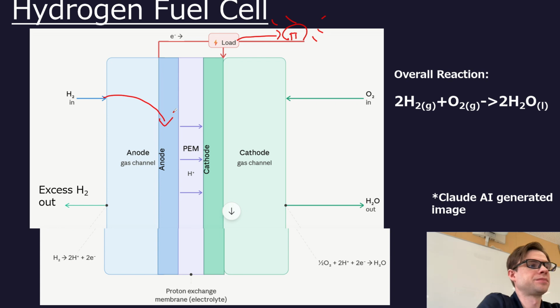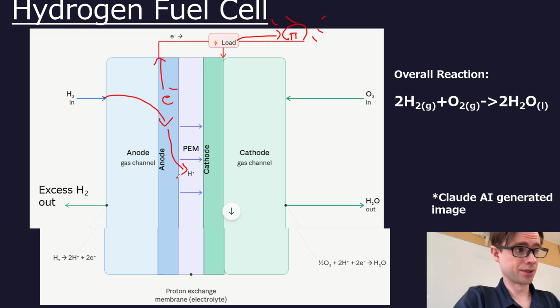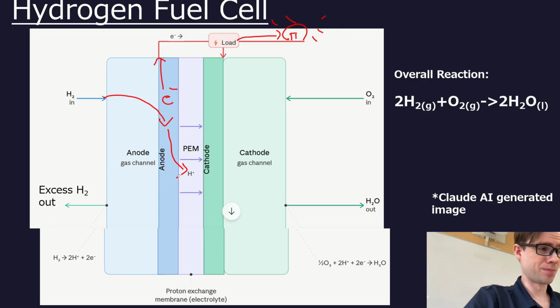Goes in here, and it will be oxidized. So electrons flow out the top here and into our circuit, into our load. And that leaves us with H plus, right? So H plus has lost its electron. It goes in the center here, in the proton exchange membrane, PEM. This will be the electrolyte.